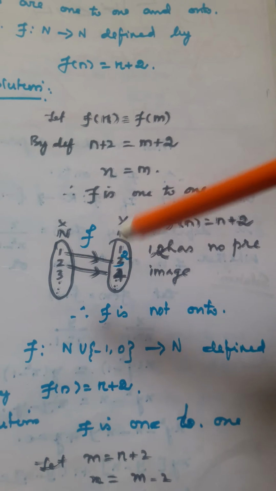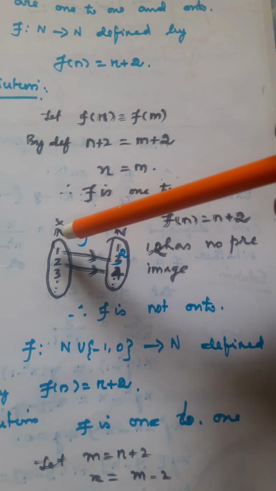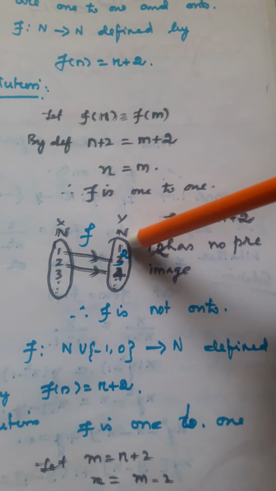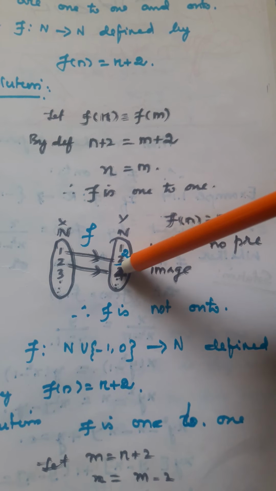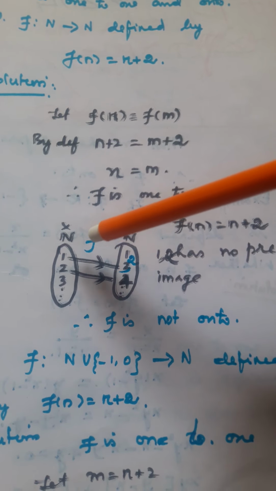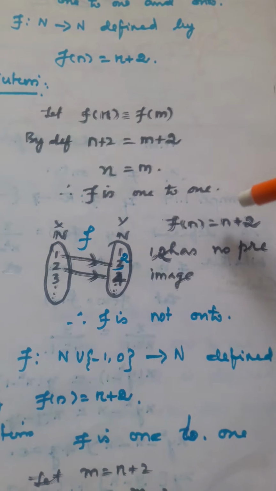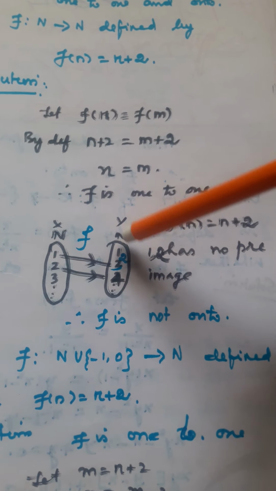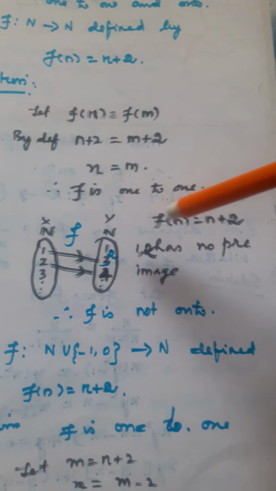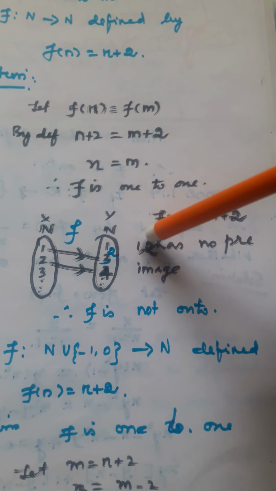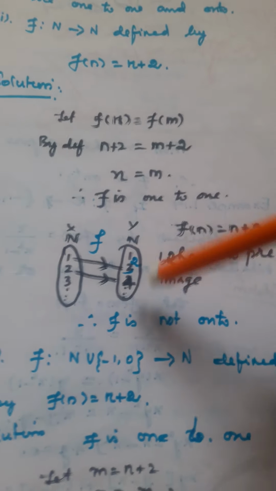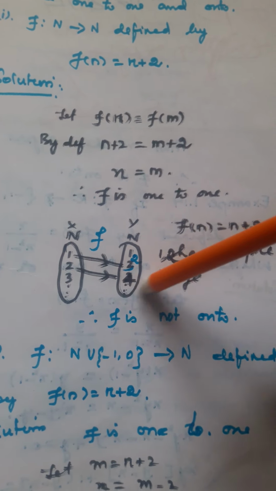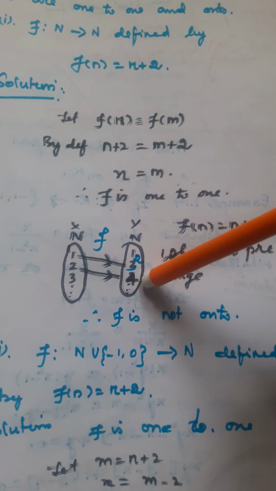Next, onto. You have natural numbers 1, 2, 3. Like that, on your right side also you have 1, 2, 3, 4. But when n equals 1, you will get 3; 1 plus 2 is 3. Like that, 2 gives you 4. The first 1 and 2 have no image, no pre-image. So 1 and 2 have no pre-image, therefore f is not onto. This is a way to check whether your function is onto or not.